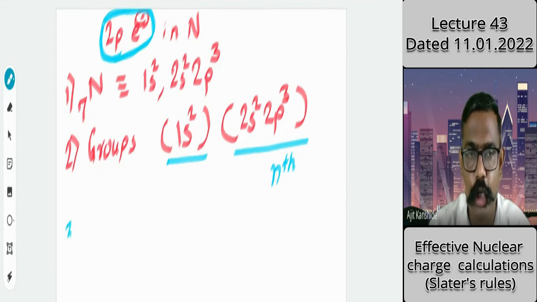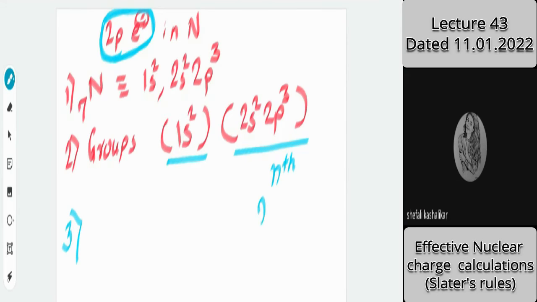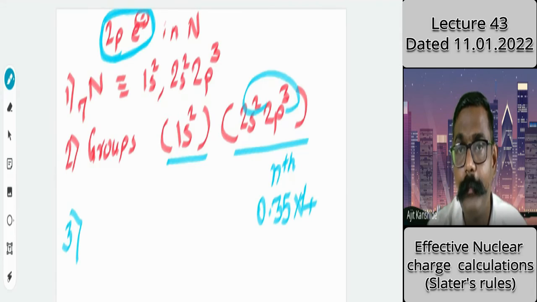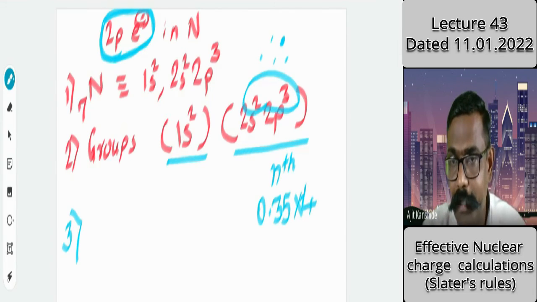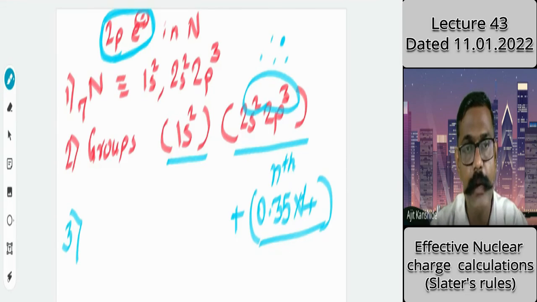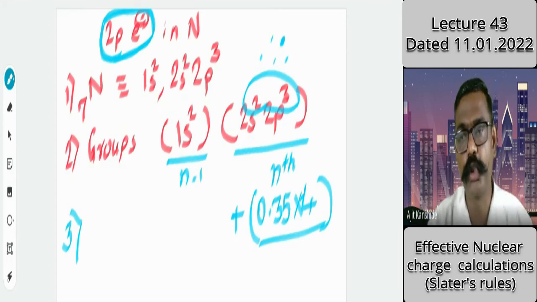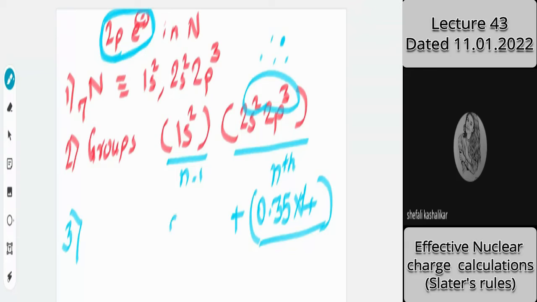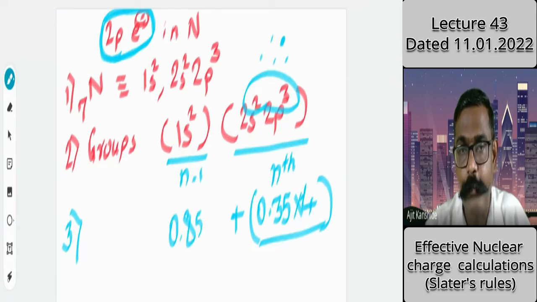That's the calculation you have to do now. 0.35. Right. Neighboring electrons. How many are neighbors? 4. Actually, there are 5 electrons, but 1 electron is under consideration, so the remaining 4 electrons will be the neighbors. So 0.35 into 4 plus, in one bracket, now it is our n minus 1 group. For the n minus 1 group, what is the contribution? 0.85.